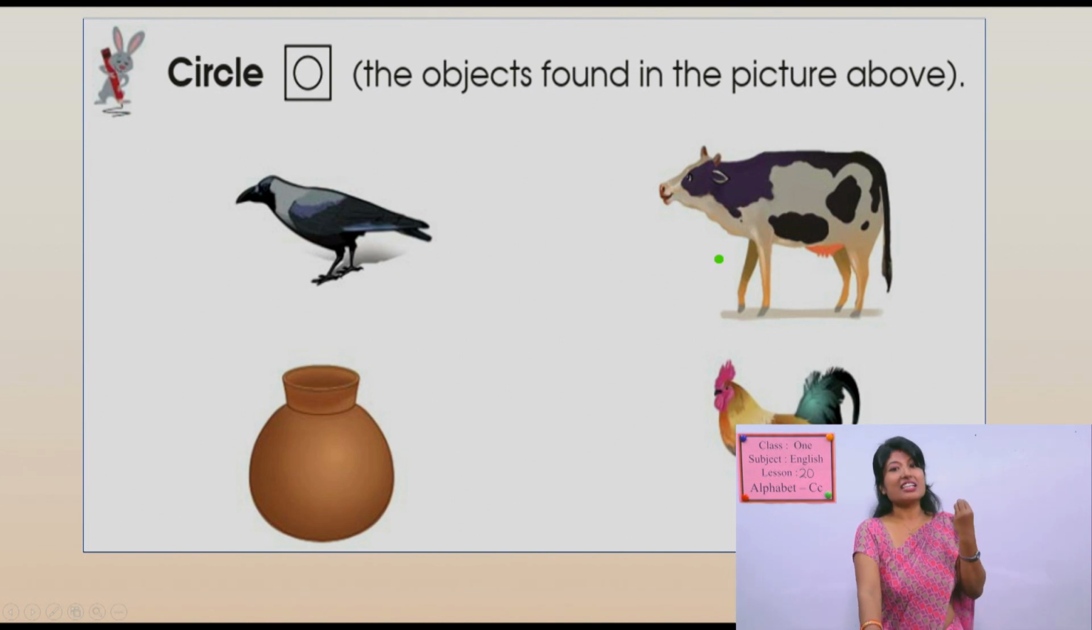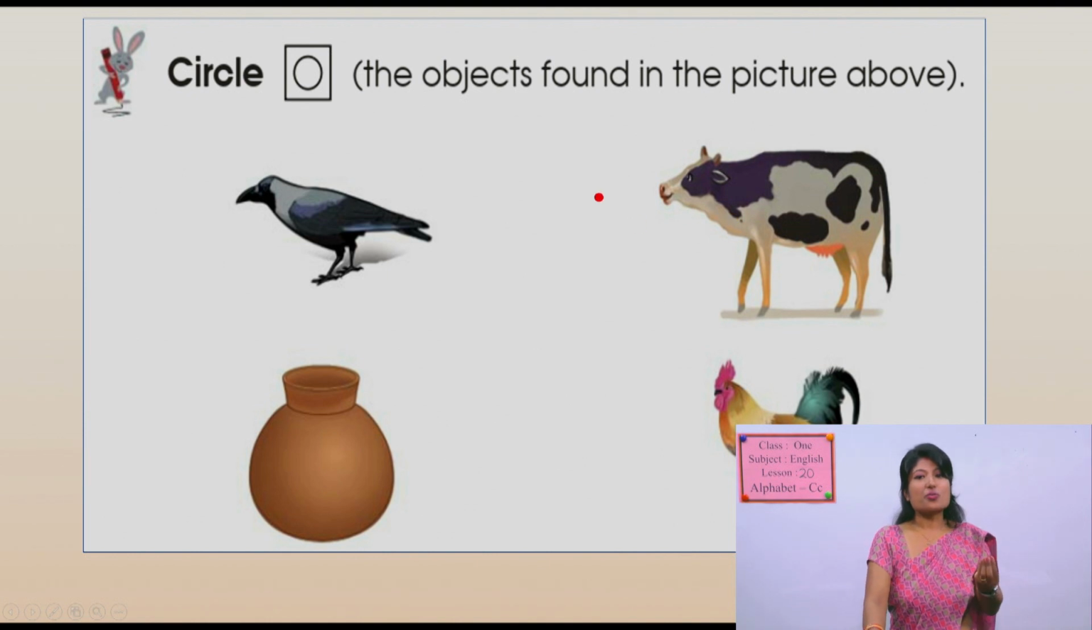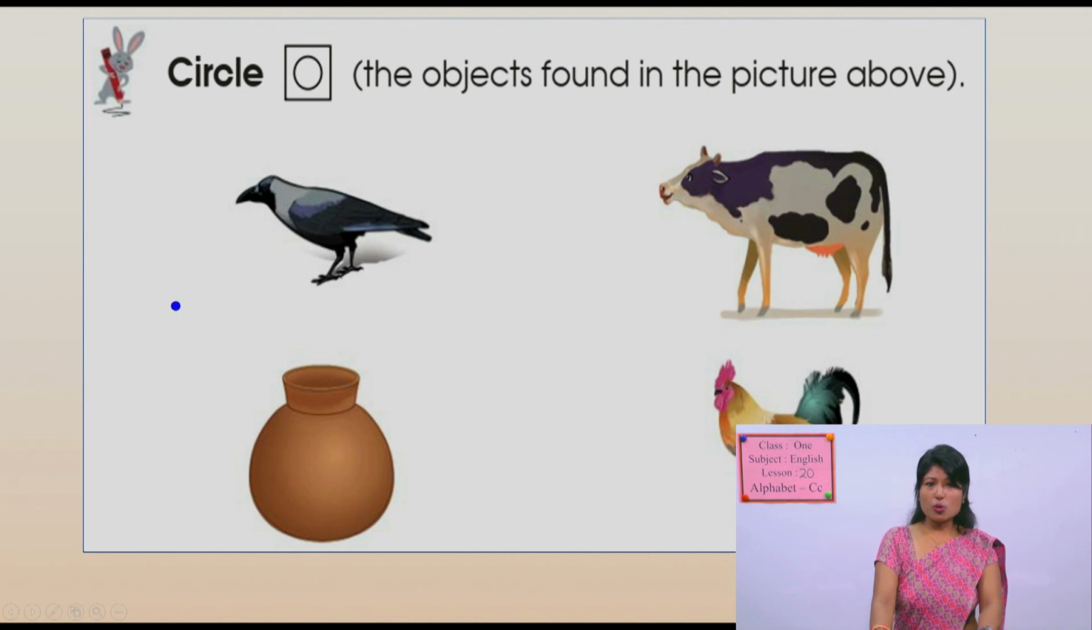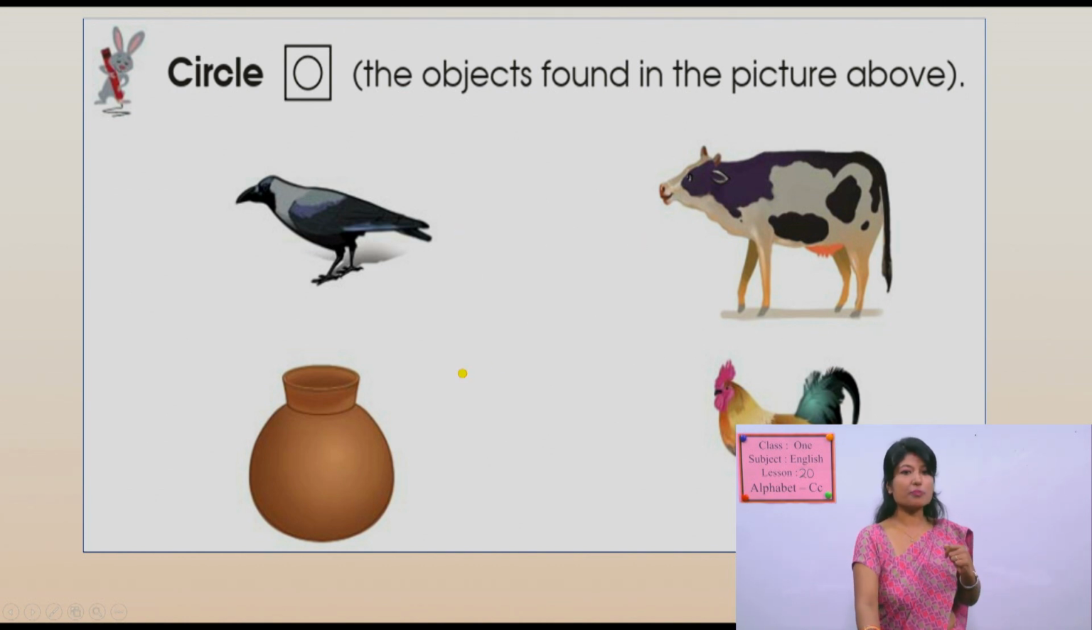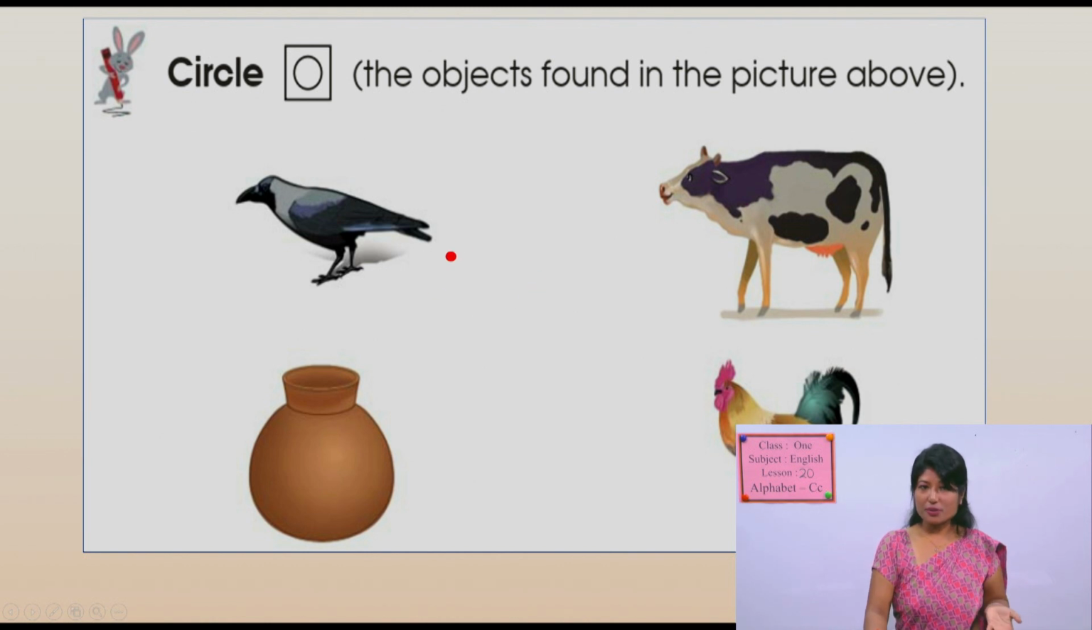Obviously, cow starts with letter C. C बाट सुरु हुन्छ cow. But we have not discussed it in the lesson. भनेपछि के गर्नु पर्यो त? What activity is this then? Circle भनेको यस्तो गोल लाउने हैन? Circle the objects found in the picture above. अब माथि हामीले डिस्कस गरिसकेको पिक्चरमा चाहिँ के गर्नु पर्यो? Circle लाउनु पर्यो. So this crow, did we discuss it before?